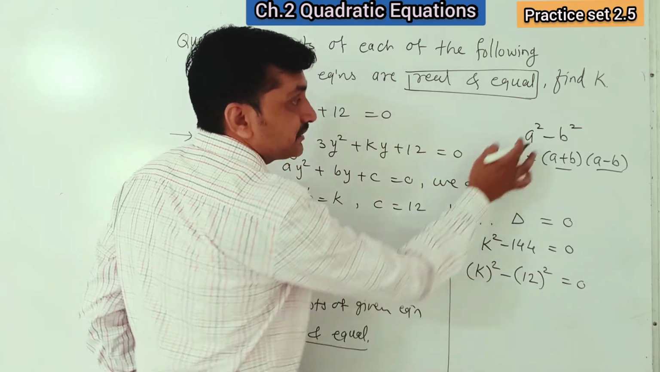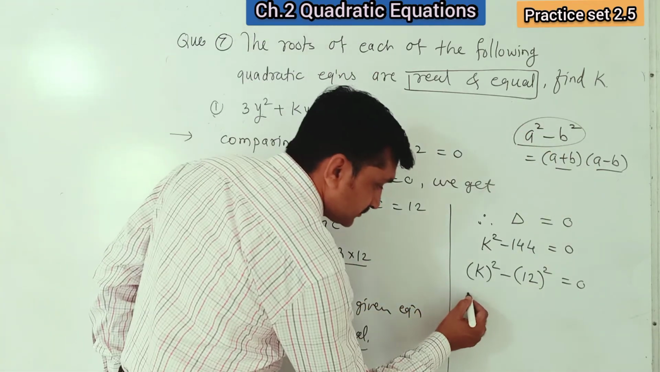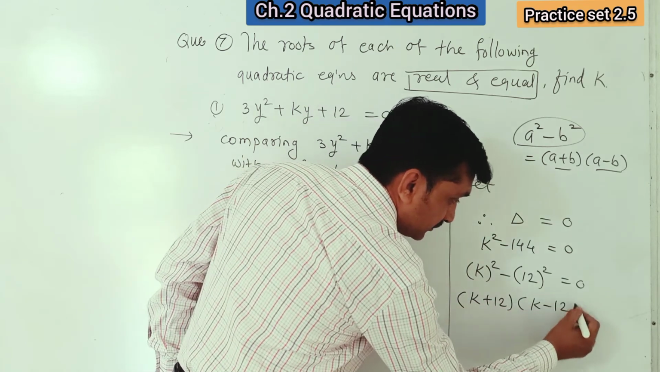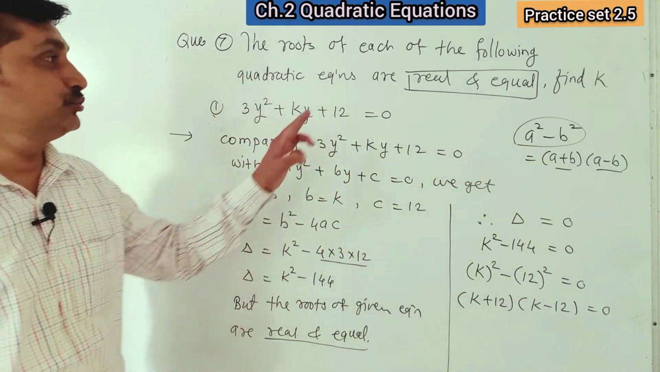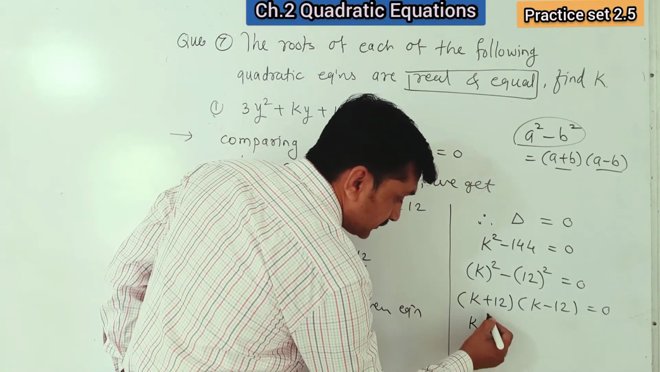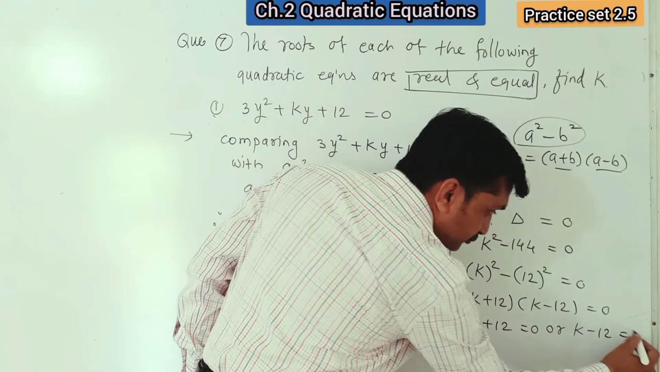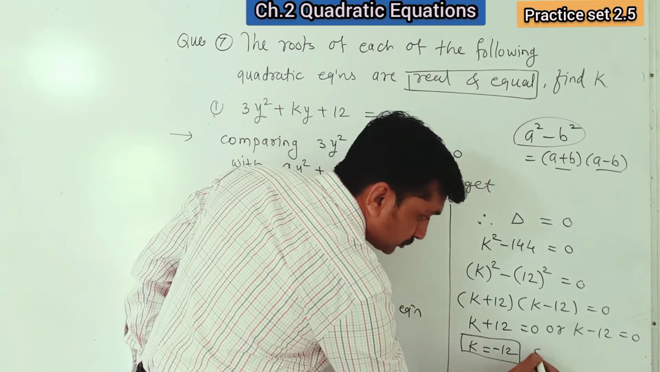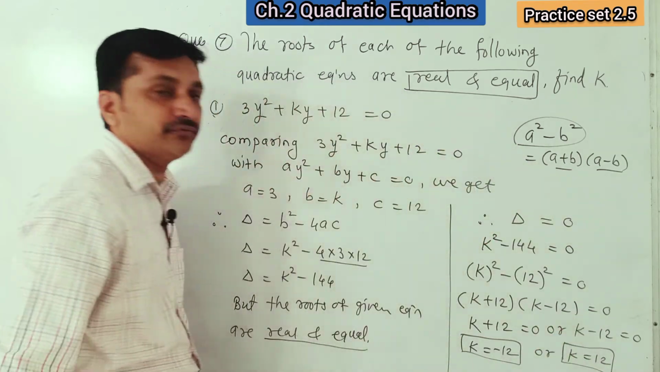Now we have this in the form a square minus b square, and we write their factors. In the first bracket k plus 12, second bracket k minus 12 is equal to 0. By solving, we get two values of k because it is quadratic. Therefore k plus 12 is equal to 0 or k minus 12 is equal to 0. Last step, k is equal to minus 12 as the first value or k is equal to 12 as the second value. In this way we got two values of k.